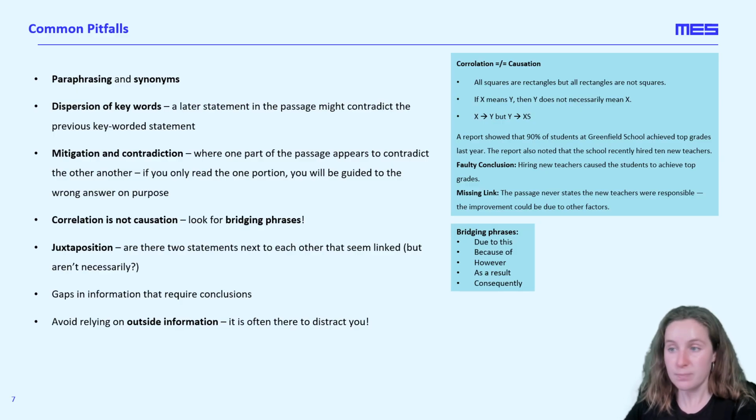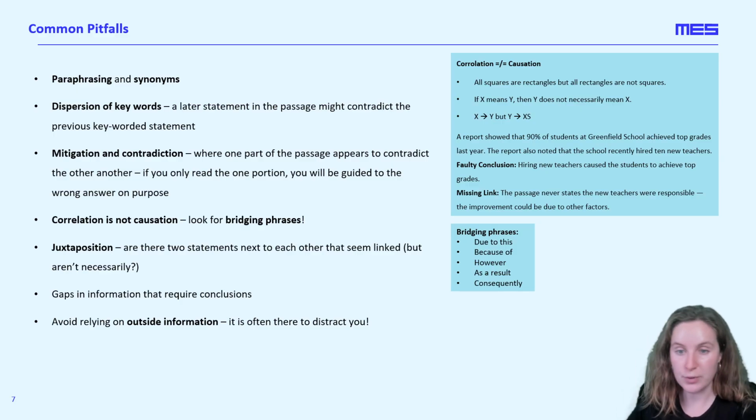There also will often be a dispersion of keywords, so a later statement in the passage may contradict the previous keyword statement.